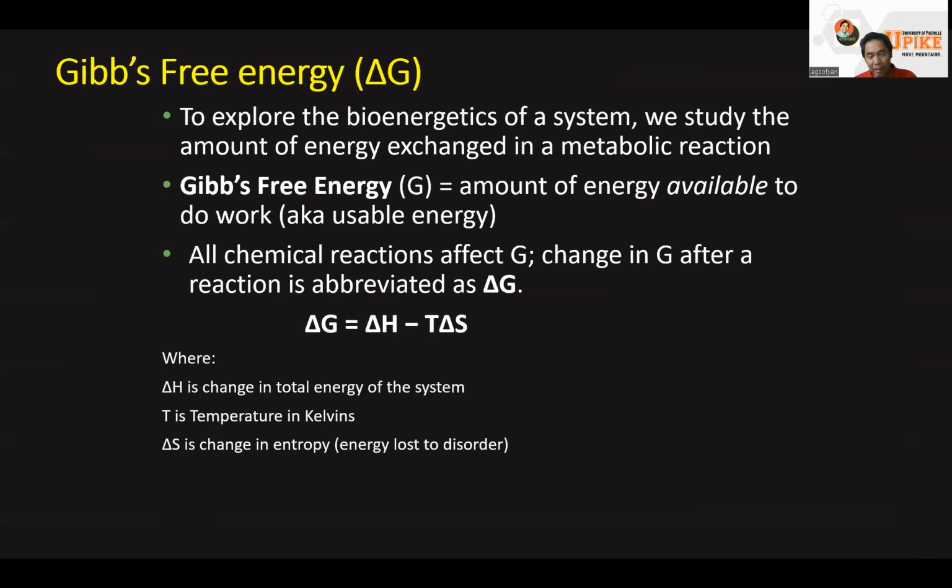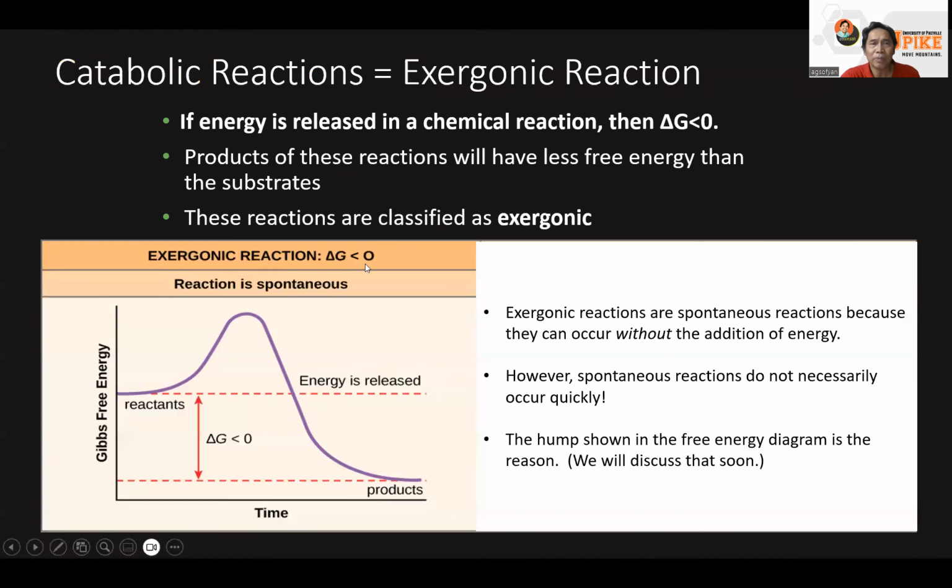Now, when we talk about energy, especially metabolism inside the cell, we have what we call the free energy, which is also known as delta G. This delta G is also known as the usable energy. So when we compare the anabolic and catabolic reactions, we will see the difference in delta G, in the free energy. Look at this one.